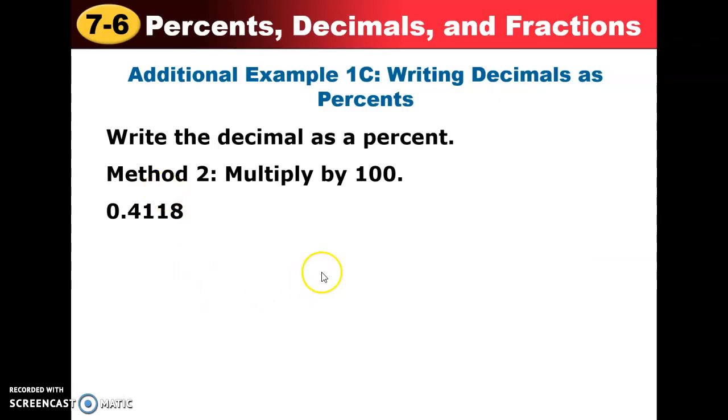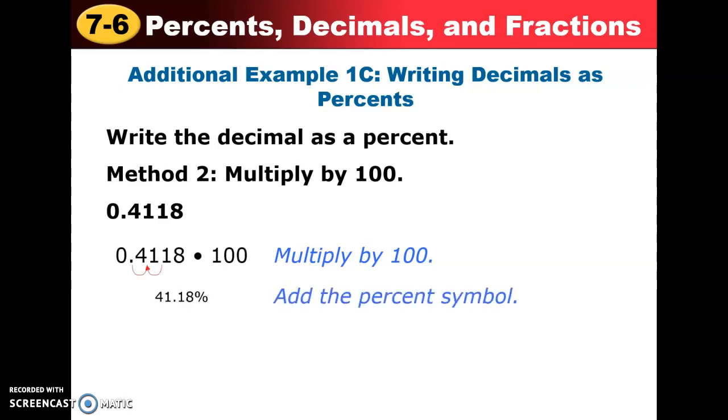Okay, so if we have 0.4118, again, if we take this decimal point and move it over 2 spots, we get the new decimal in between the 2 ones, so that becomes 41.18%.